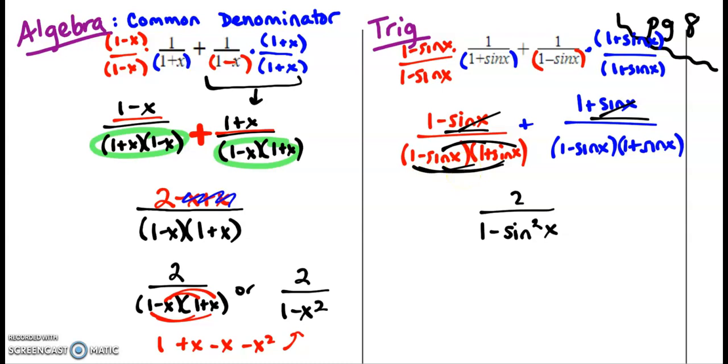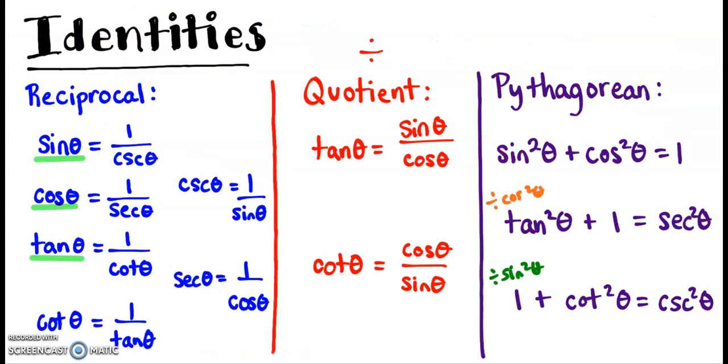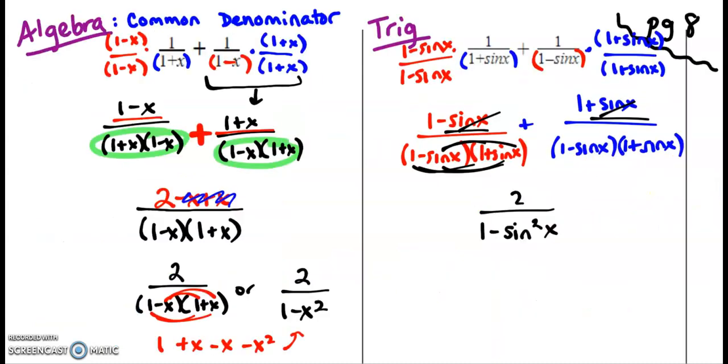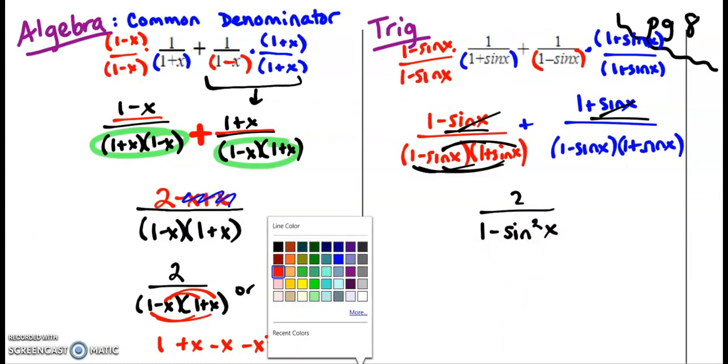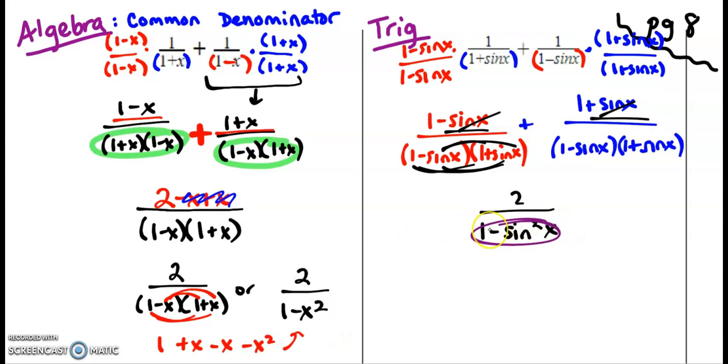Now, why is that useful? Well, if you remember, we have this identity, sine squared plus cosine squared equals 1. And so I could always rewrite that as cosine squared equals 1 minus sine squared. That's going to be super helpful in this problem, because then I can take this entire denominator out and replace it with cosine squared. Okay, so really I have 2 over cosine squared.